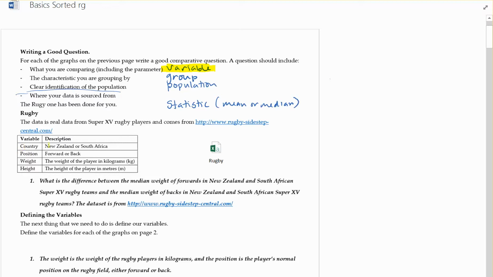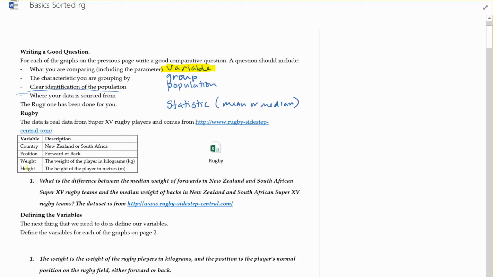So they tell us what country the players are from, New Zealand or South Africa. They tell us what position they play, forward or back. And they tell us the weight of the rugby player in kilograms and the height of the rugby player in meters. And so if I was going to be writing a question about this data set, there's kind of 2 things that I could be looking at comparing, and that would be the height or the weight. That would be the variable that I would want to look at.